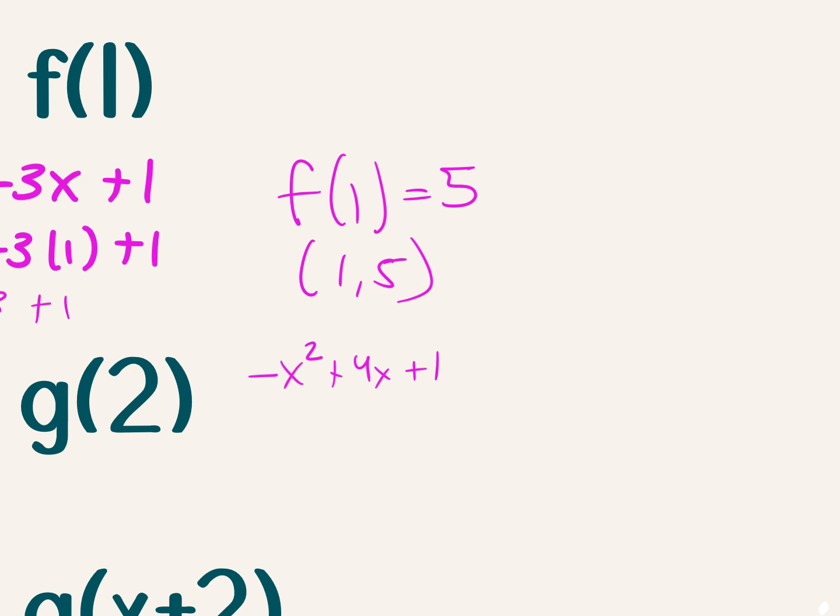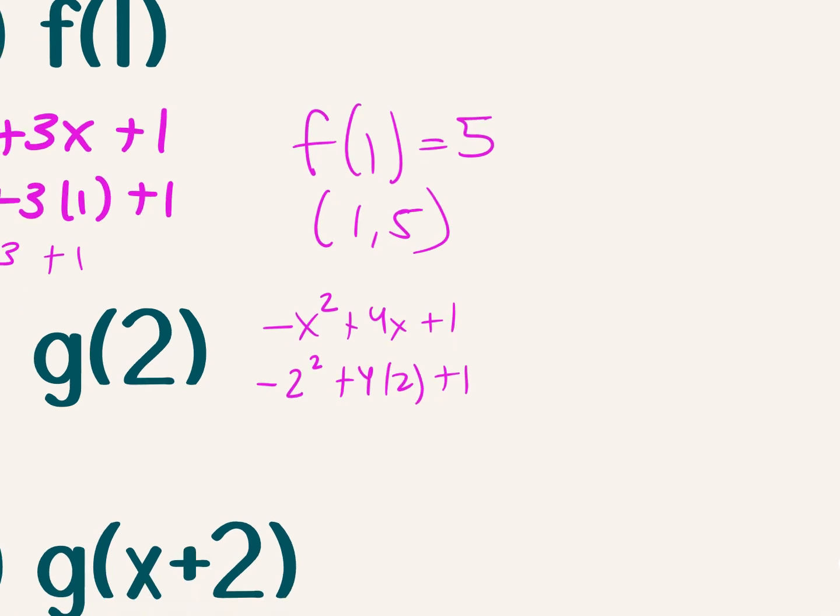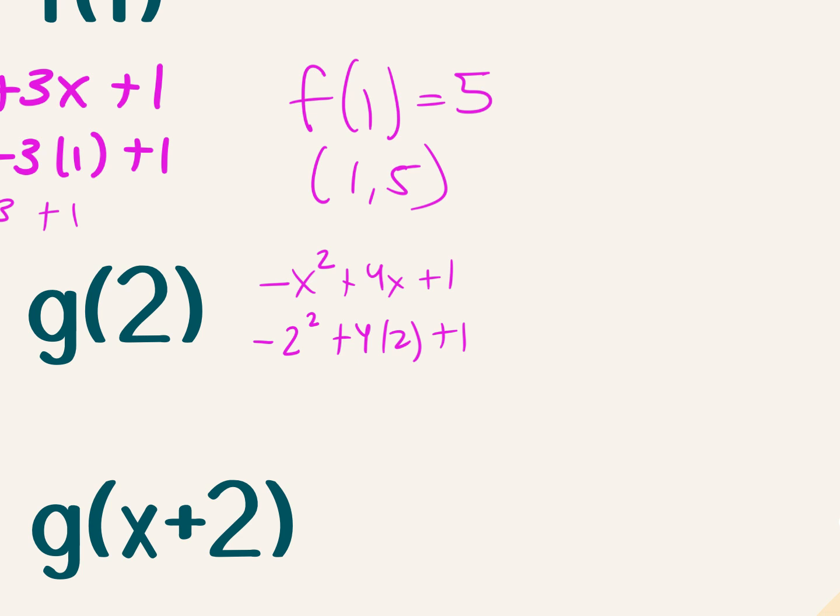All right, so when I plug this in, this says -2 squared plus 4 times 2 plus 1. It doesn't say negative 2, quantity squared. It says the negative of 2 squared. So what does that become?